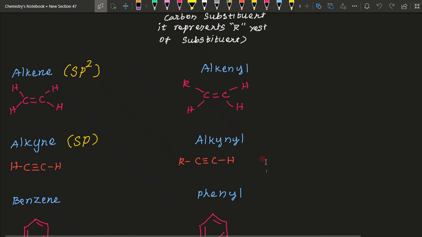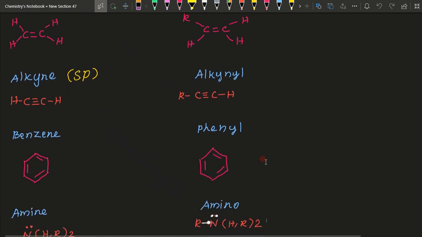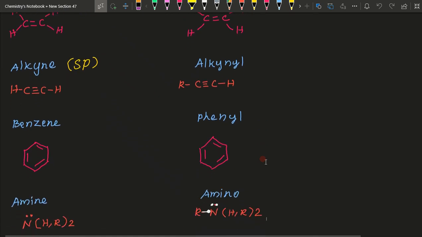Next, benzene. The substituent name is phenyl. This is the benzene substituent.